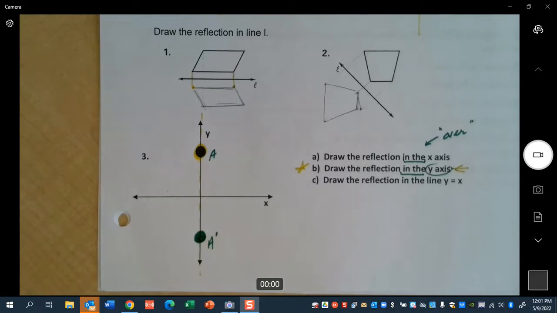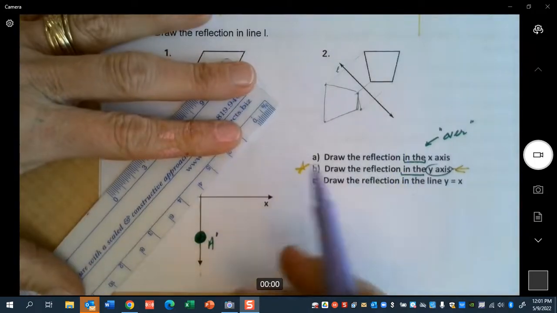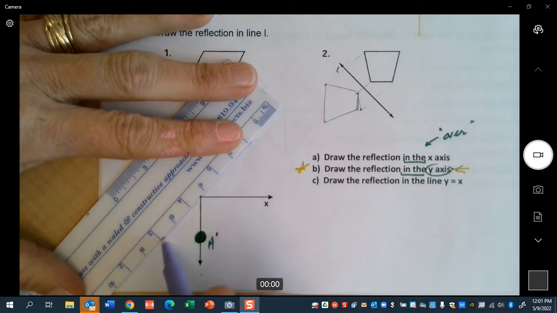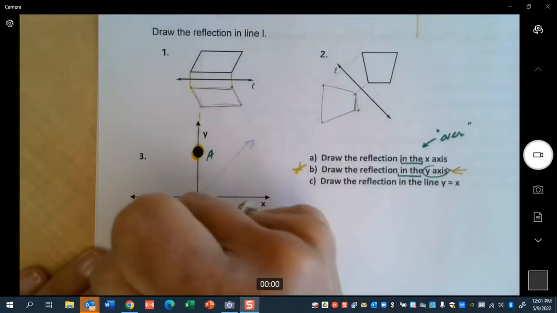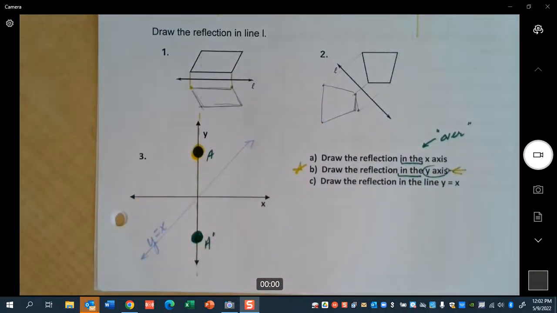When I talk about the line y is equal to x, that is a linear equation with a slope of 1 at a 45-degree angle. That's where x and y have the same coordinates: 1, 1; 2, 2; 3, 3; 4, 4; 5, 5; 6, 6; -1, -1; -2, -2. So this line, y is equal to x, is this diagonal at the 45-degree perfect slope of 1. That's our basic parent function for all linear equations.